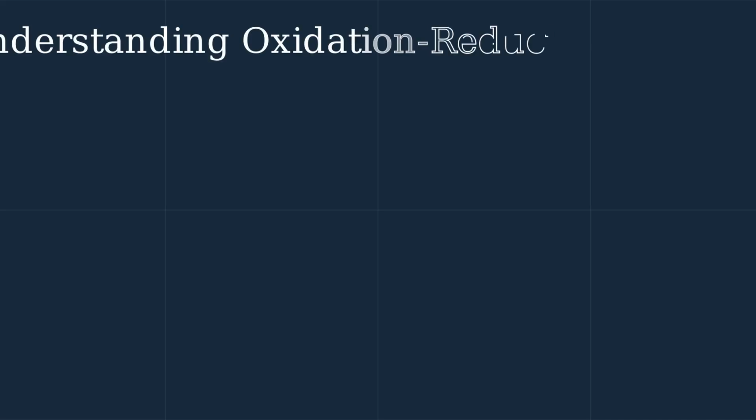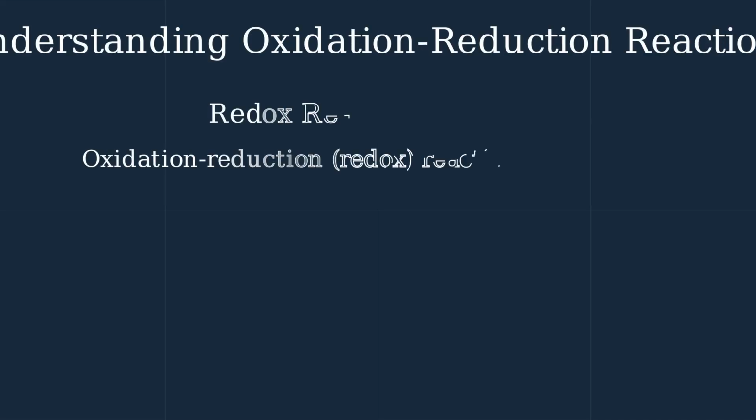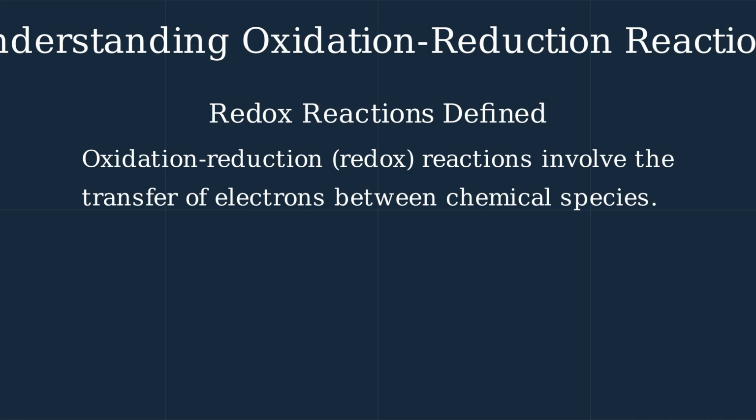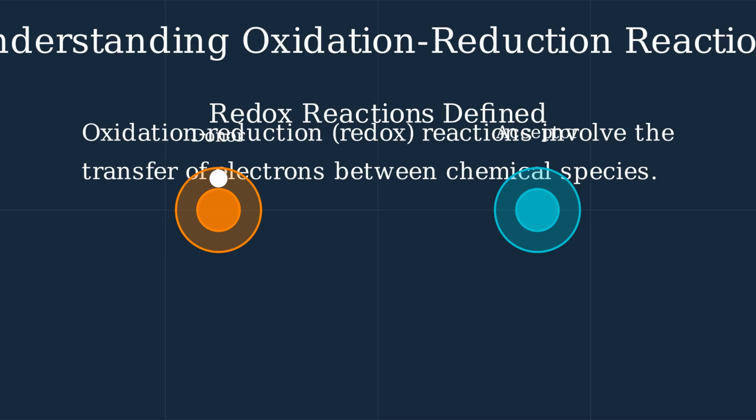Let's understand oxidation-reduction reactions, also known as redox reactions. Redox reactions involve the transfer of electrons between chemical species. In these reactions, one substance loses electrons while another gains those electrons. When an electron transfers from one atom to another, two processes occur simultaneously.